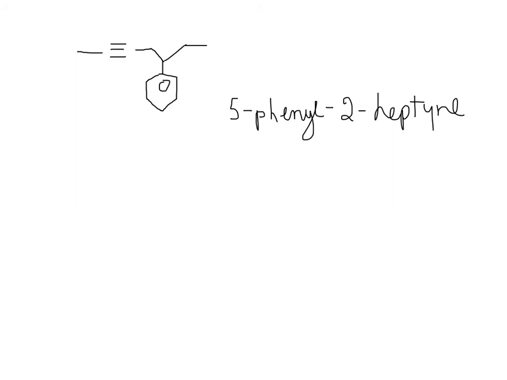So here we could write the structural formula. Carbon, there's 1, 2, there's heptyne, so it's 7. 1, 2, 3, 4, 5, 6, 7. Make the second carbon triple bond. And then the 1, 2, 3, 4, 5th position, make that phenyl, which is the benzene ring.